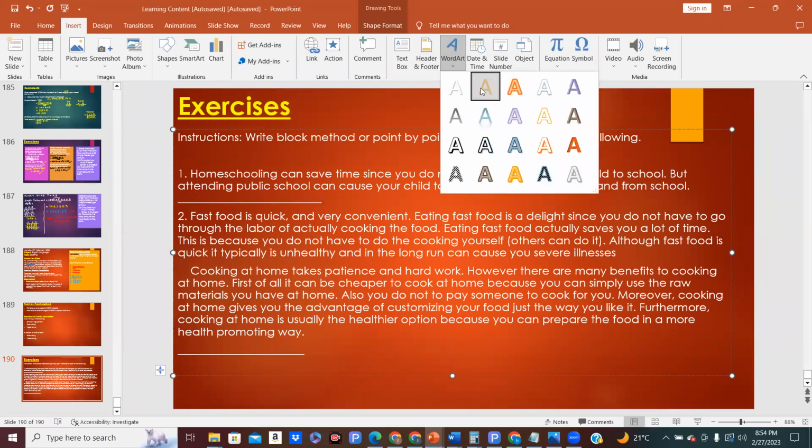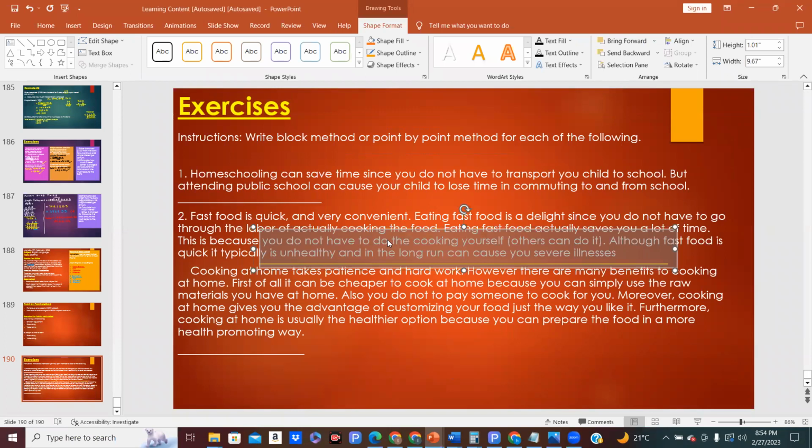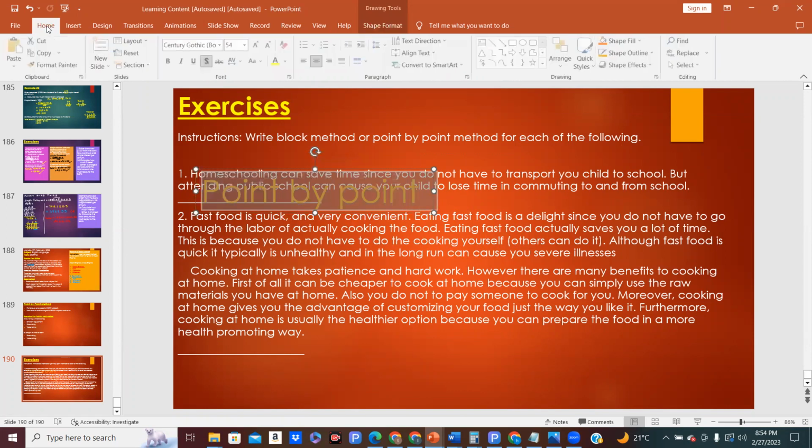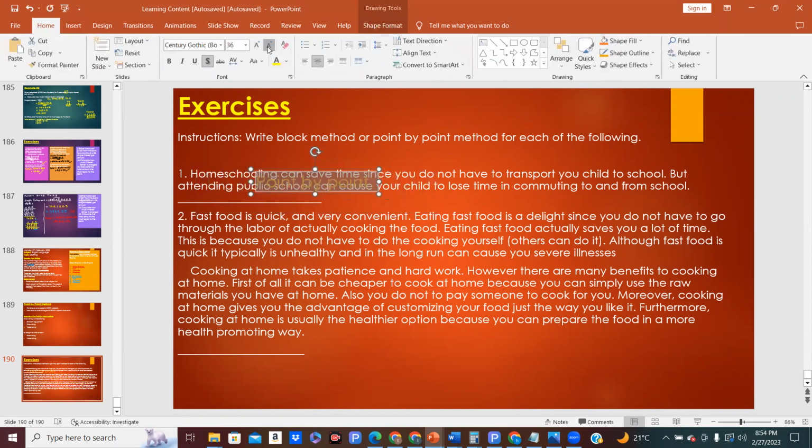Why is it point by point? Because you talk about two different topics at the same time, two topics in the same paragraph. Yes. So because I combine two topics into one paragraph. Okay.